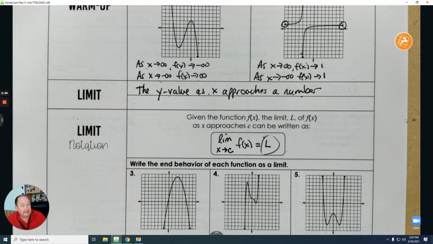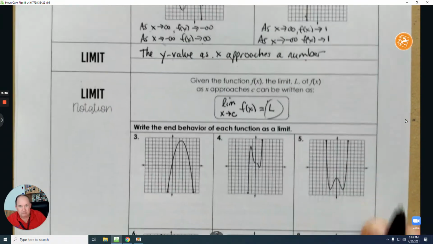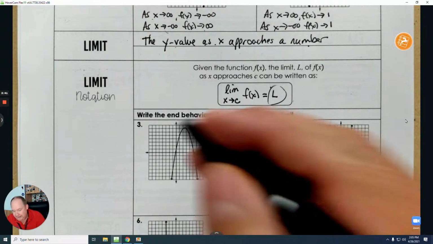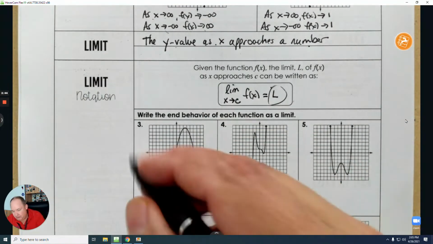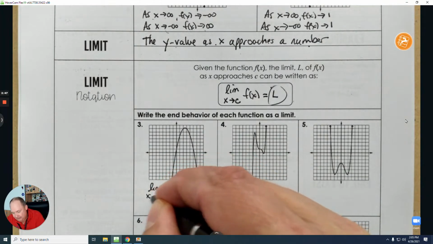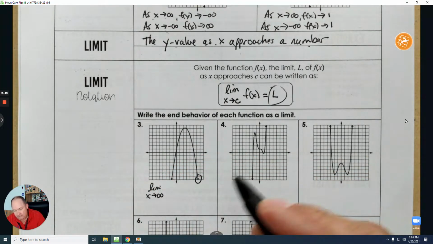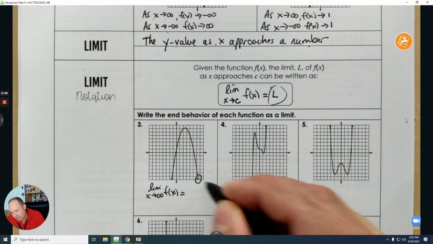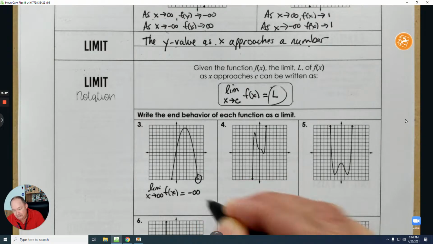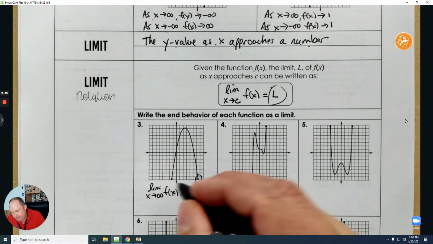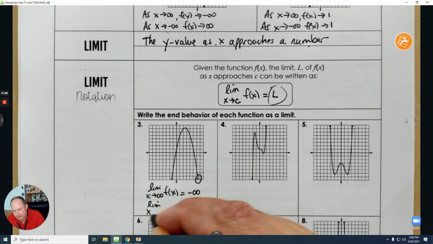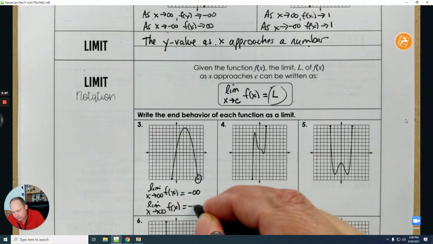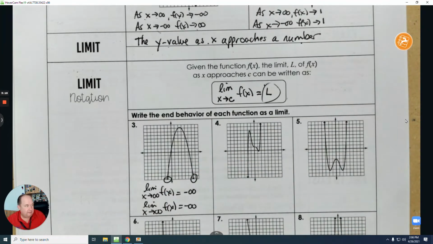Let's try this concept of limit notation describing the end behavior. So I want to know the end behavior here, the right end and the left end. If I want to know the right end, we're going to call it the limit as x approaches infinity of this function. We'll call that function f of x. And what's the answer? Well, the right end is going to negative infinity. The other end we're going to write as a limit as x approaches negative infinity of that same function, and the left end's also going down, so it's also going to negative infinity.